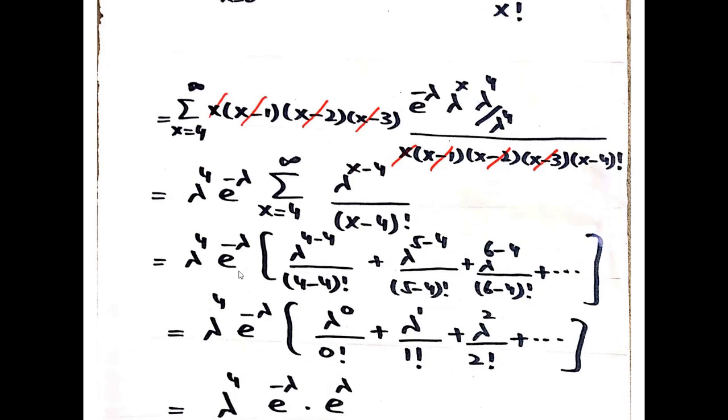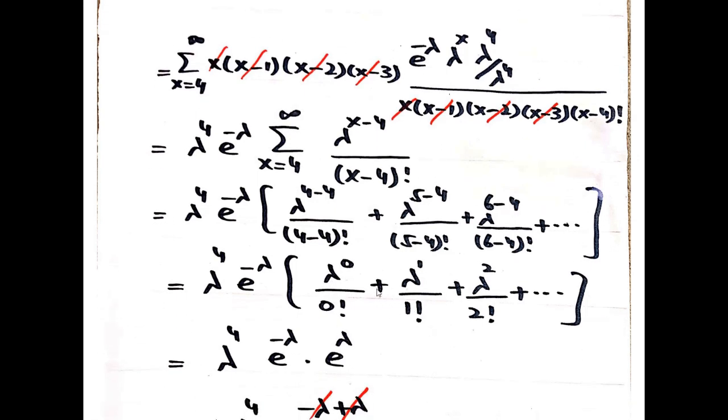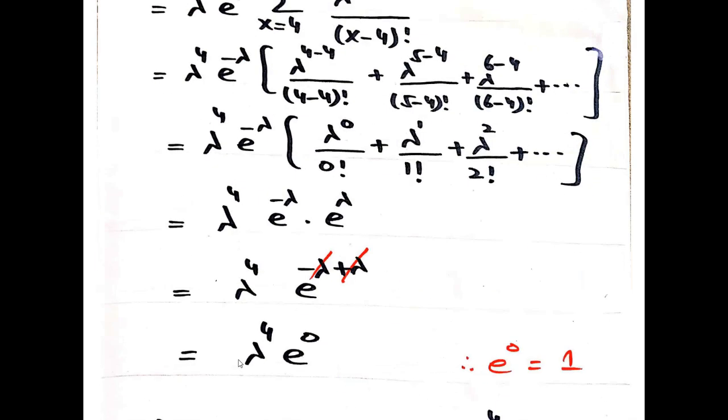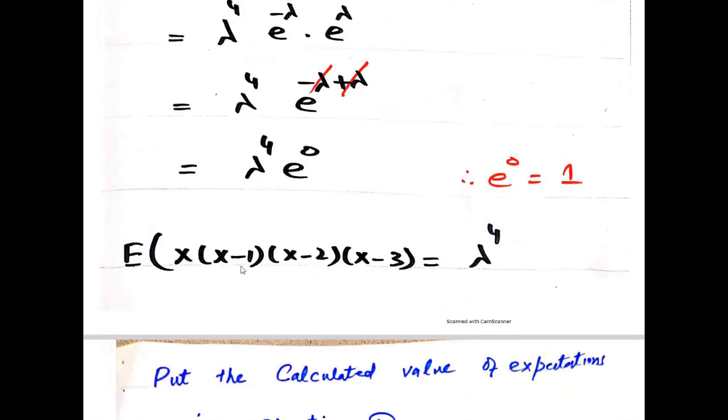Lambda^4 e^-lambda, when we put the value of x which is 4, lambda^(4-4) over (4-4) factorial plus lambda^(5-4) over (5-4) factorial plus lambda^(6-4) over (6-4) factorial plus so on. Lambda^0 over 0 factorial plus lambda^1 over 1 factorial plus lambda^2 over 2 factorial plus so on. It is equal to e^lambda. Lambda^4 e^-lambda times e^lambda, cut this plus lambda with this minus lambda which is equal to 0, e^0 is equal to 1. So we are left with lambda^4, expected value of x(x-1)(x-2)(x-3) which is equal to lambda^4.